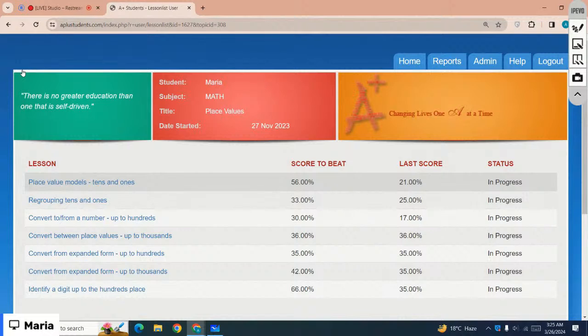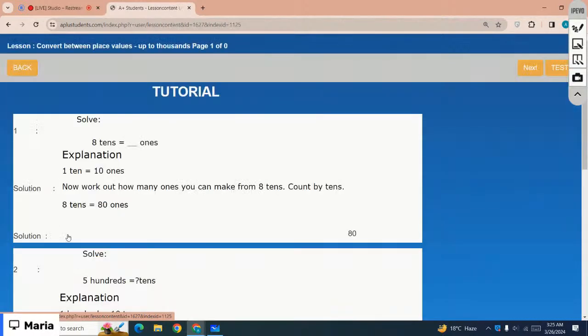The next lesson is convert between place values up to thousands. Let's just start with the next lesson, that is convert between place values up to thousands. Okay, so the first one is solve 8 tens. We are given 8 tens. So how many ones do we have?